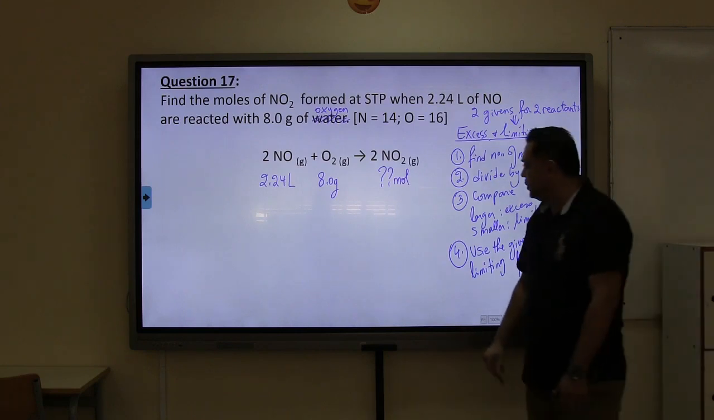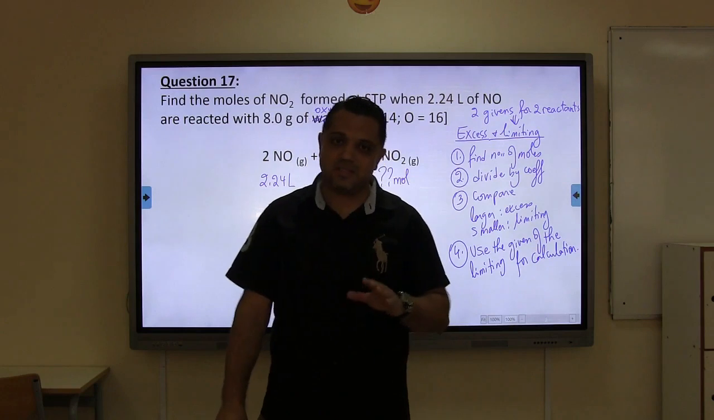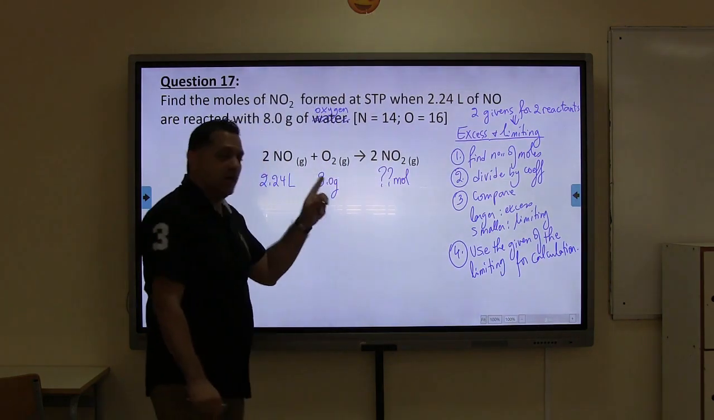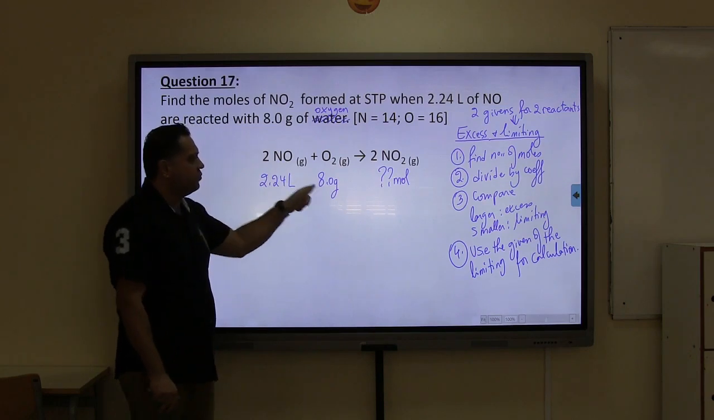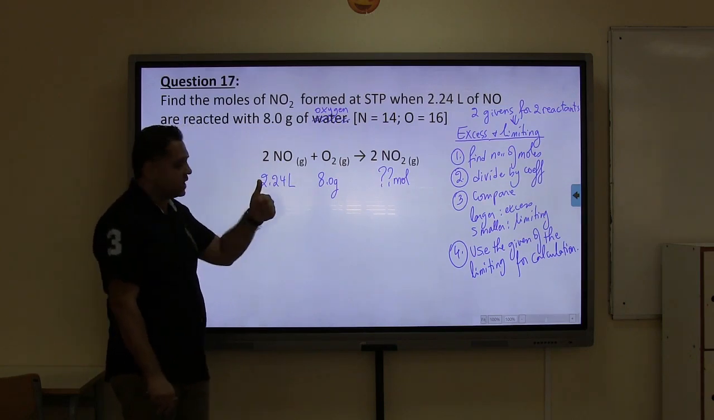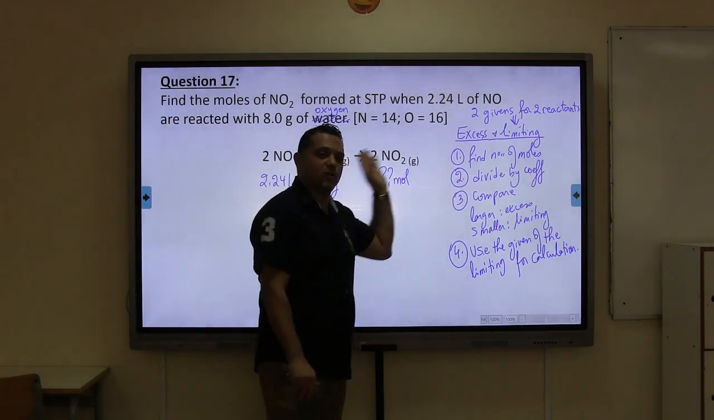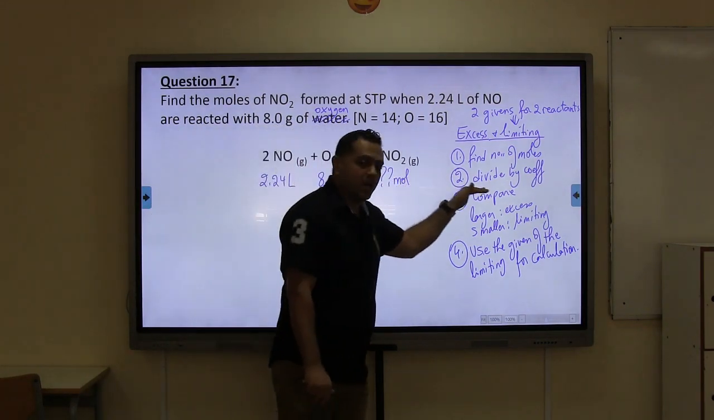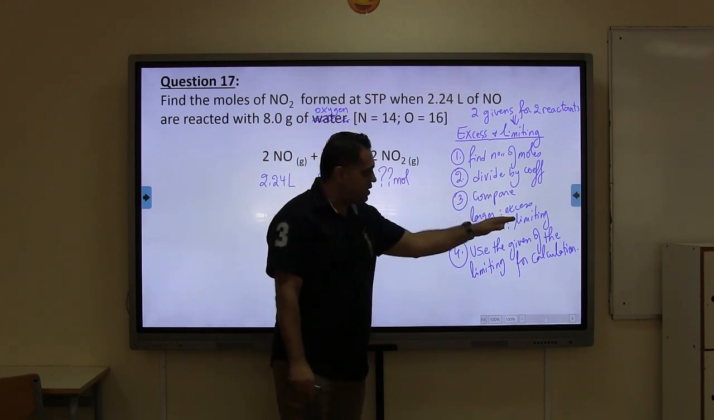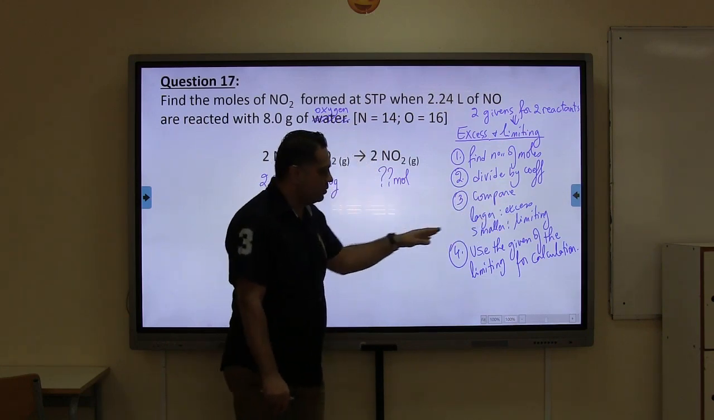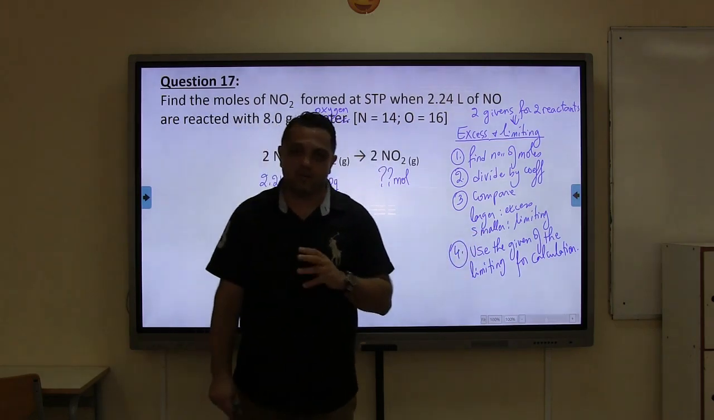You need to know these steps before you apply any excess and limiting technique, okay? So we apply excess and limiting when we have two given for two reactants. This is the first thing. How can we apply it? We find the number of moles for each one. We divide by coefficient. We compare. The larger one will be the excess, the smaller one will be the limiting, and we use the given of the limiting for the calculation.